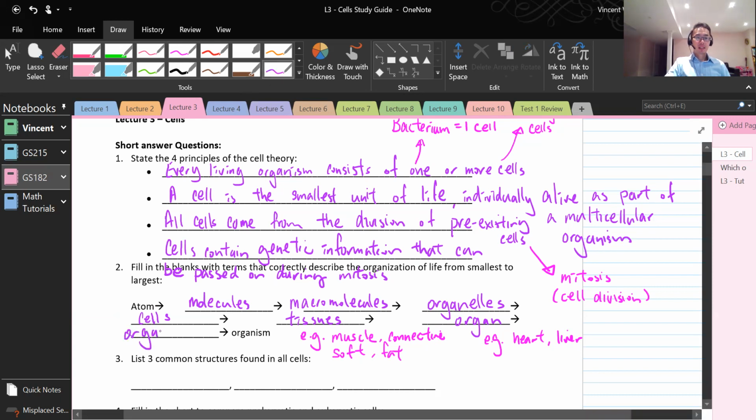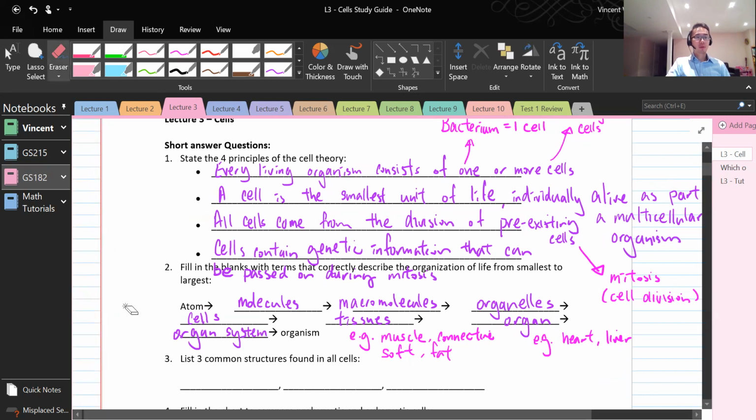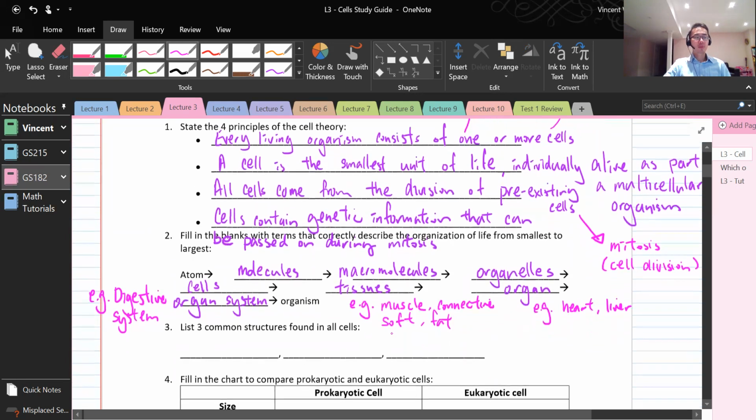Organ system. So does anybody know any organ system? Any example of an organ system? Yeah, digestive system. And what might be in the digestive system? What kind of organ would be in the digestive system? Yeah, there's the stomach, right? There's the liver, gallbladder, intestines, a bunch of organs within the digestive system. Yeah, esophagus. Very good. Okay, so this is the organization of smallest to largest. Yeah, respiratory system, that's another one. Very good. Okay, next one.